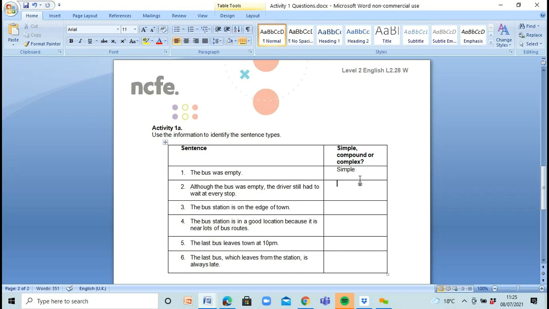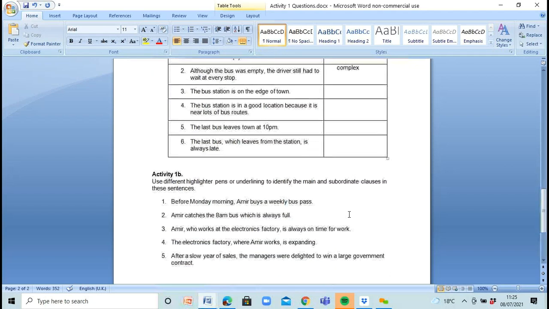What about the next one? Although the bus was empty, the driver still had to wait at every stop. Complex. Yes, complex. Complex, well done. And that's it. I don't want a big sentence here. Just write simple, complex, or compound. And then over here, get a highlighter and highlight it in a different way. So on here, you're going to be underlining or identifying the main and subordinate clauses.